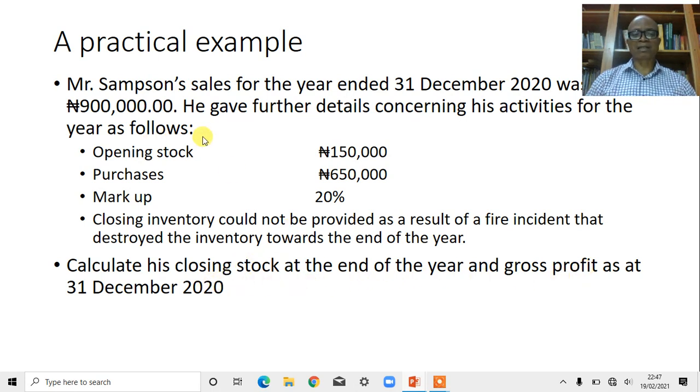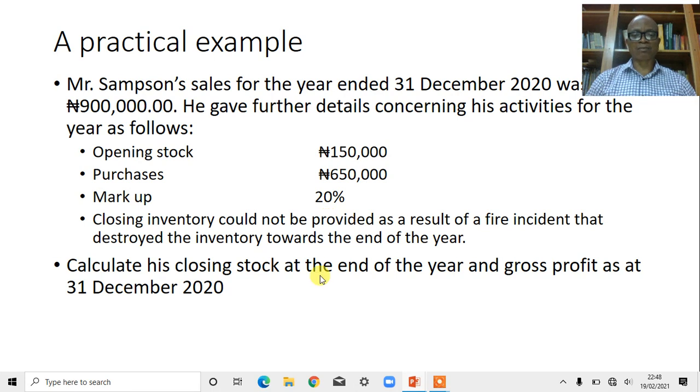Now look at this scenario. Opening stock 150, purchases 650, markup 20. Remember, it's called markup here. So what do we do? In this case, we're given the total sales, with no figure for the closing inventory. So in order to determine your cost of sales, you will not be able to do that because you don't have closing inventory.